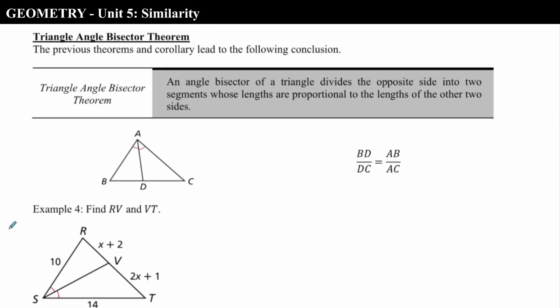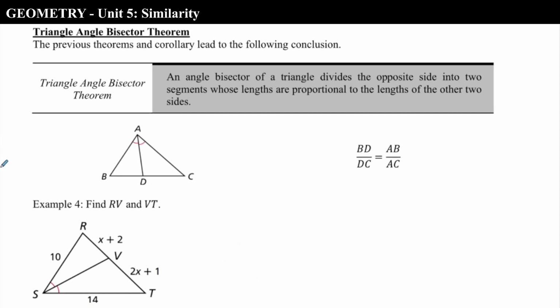All right, let's end this section by talking about the triangle angle bisector theorem. So the previous theorems and corollary lead to the following conclusion. An angle bisector of a triangle divides the opposite side into two segments whose lengths are proportional to the lengths of the other two sides. So in other words, if I bisect my angle A here and draw that bisector to the other side, I can set BD to DC equal to AB to AC. So knowing that, we're going to find RV and VT in this figure.